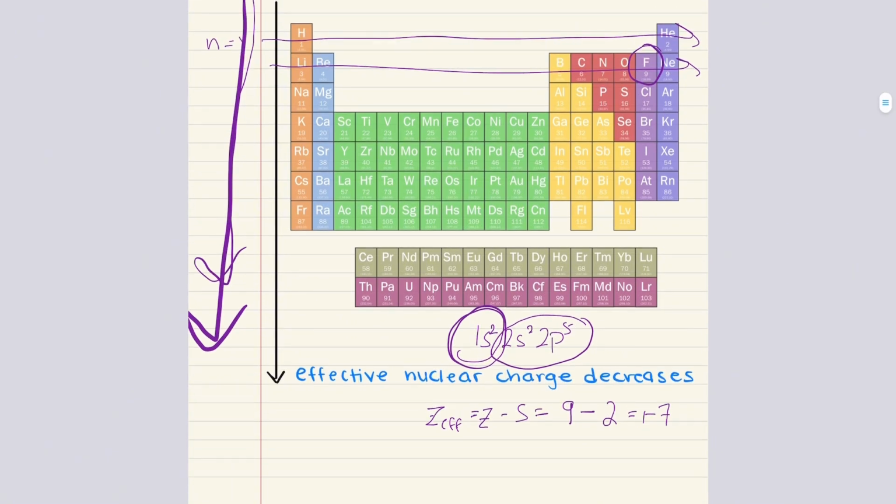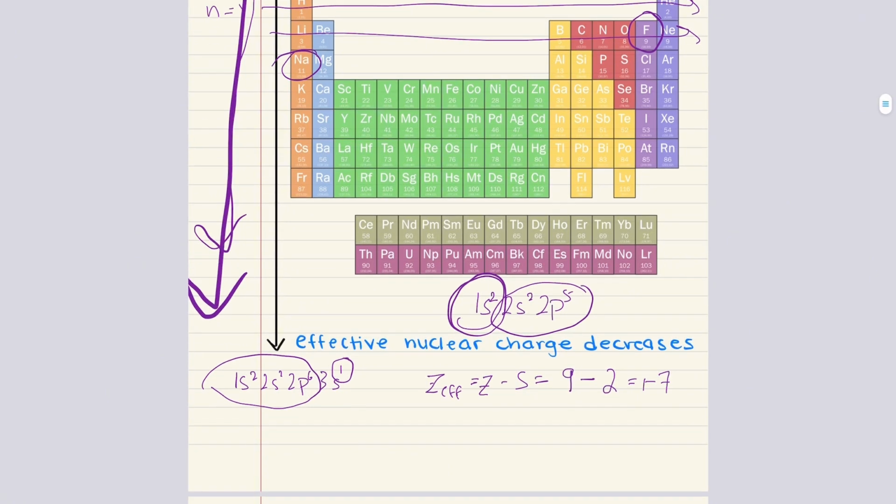Now let's apply this concept to another example. Let's do sodium. Sodium has an atomic number of 11. So that means it has 11 protons. The first thing we want to do is write the electron configuration for sodium. It is 1s2, 2s2, 2p6, 3s1. Sodium has 1 valence electron and 10 core electrons.